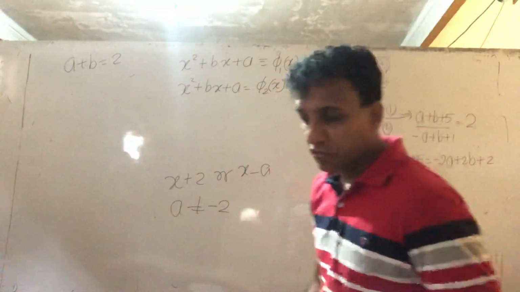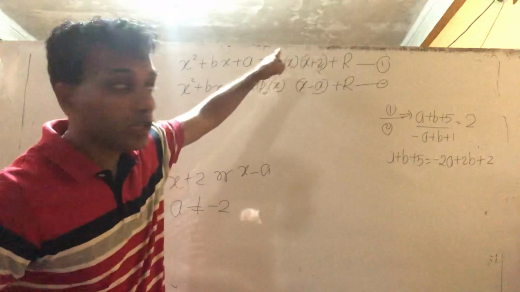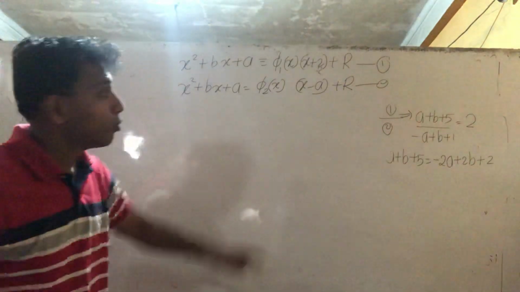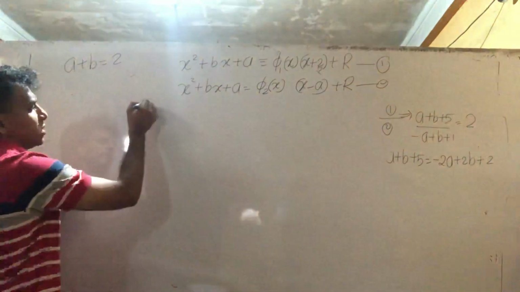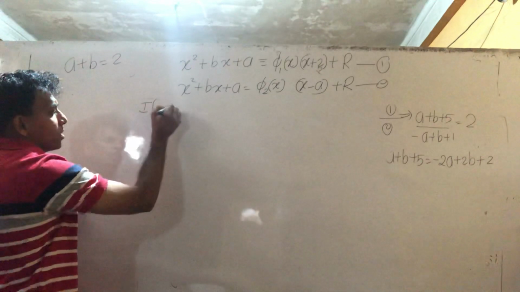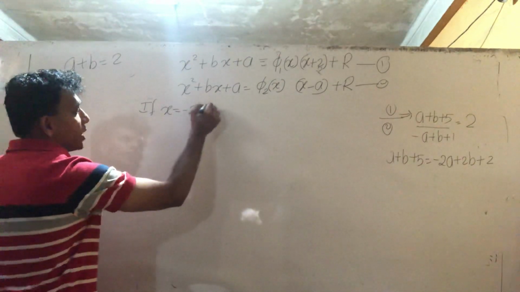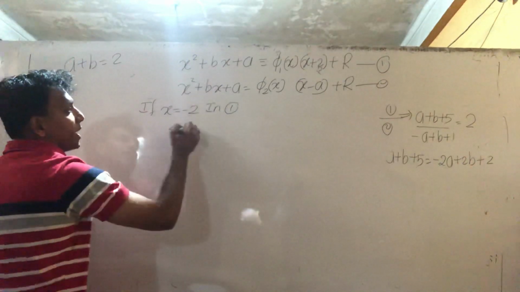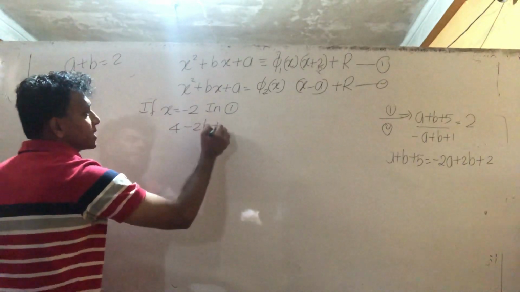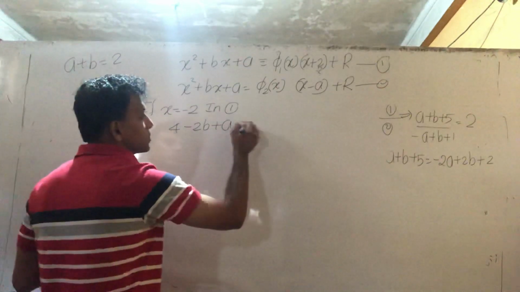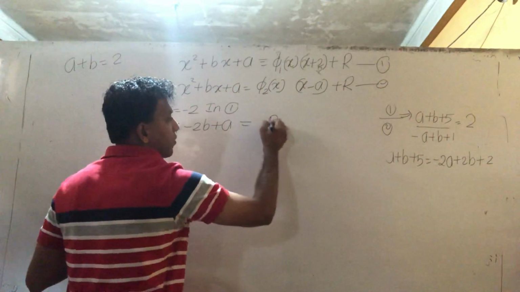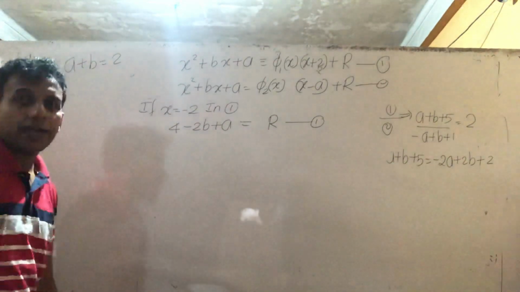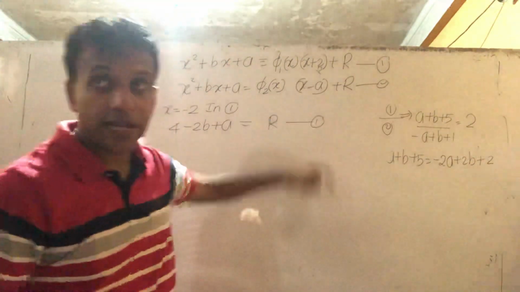So what is the idea of this remainder theorem problem? You will remove the answer part, the quotient part. So put x for minus 2 first. If x equal minus 2 in the first equation, what happened? 4 here minus 2b plus a equals 0 and r there, right? So it's the first equation once again. Next one, put x for minus a here.